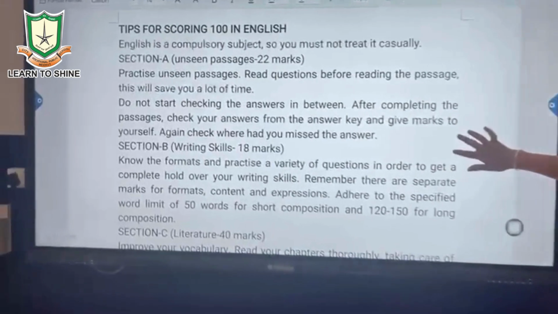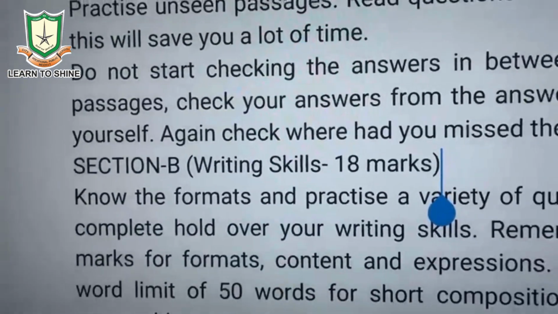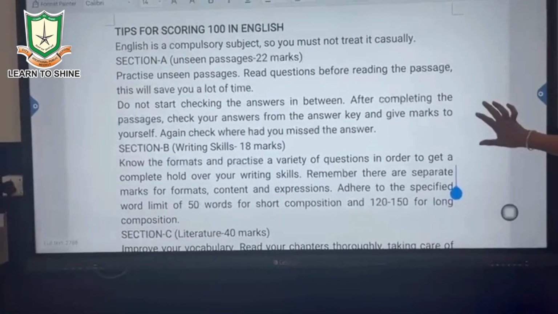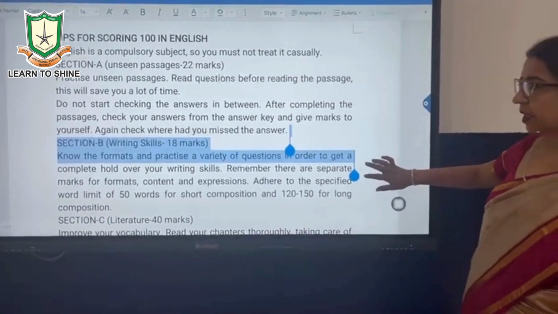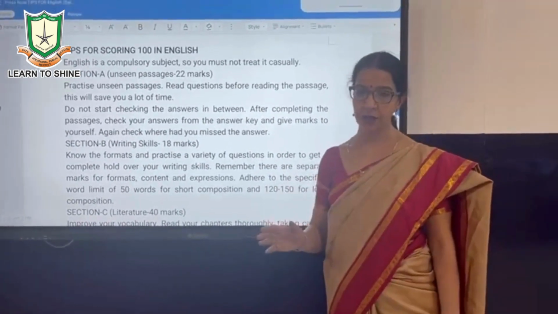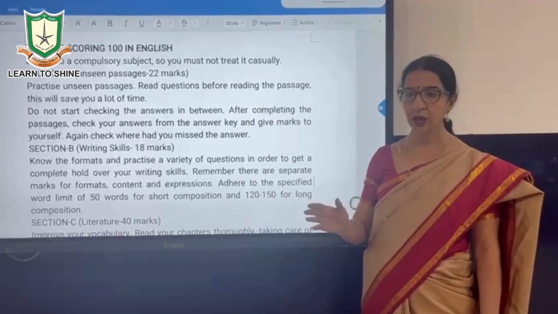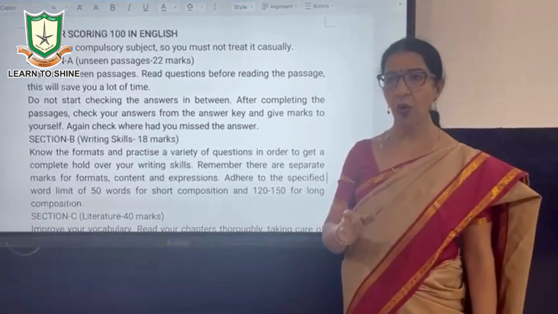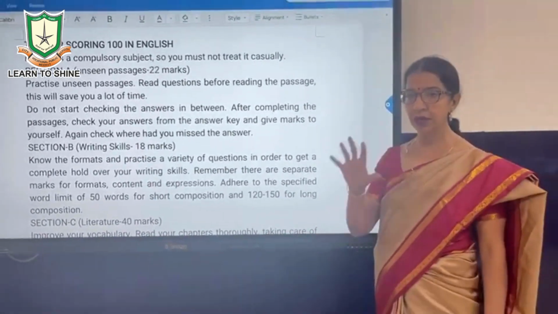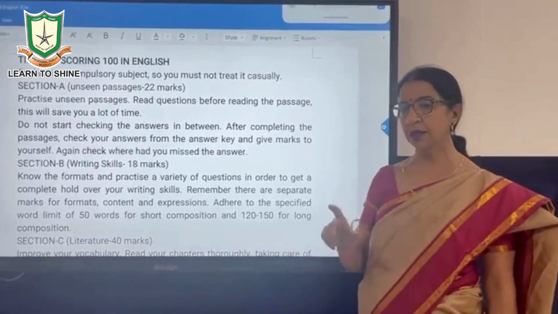Moving on to your section B, which carries 18 marks. For section B, the thing you need to be careful about is formats, content, expression. You are allotted separate marks for all 3. That means you need to know all 3 very well. Only when you are well versed in all these 3 can you aspire for full marks in section B.